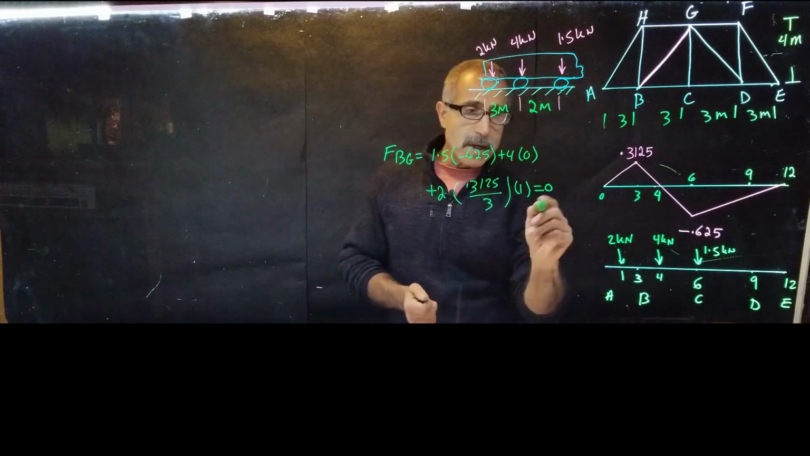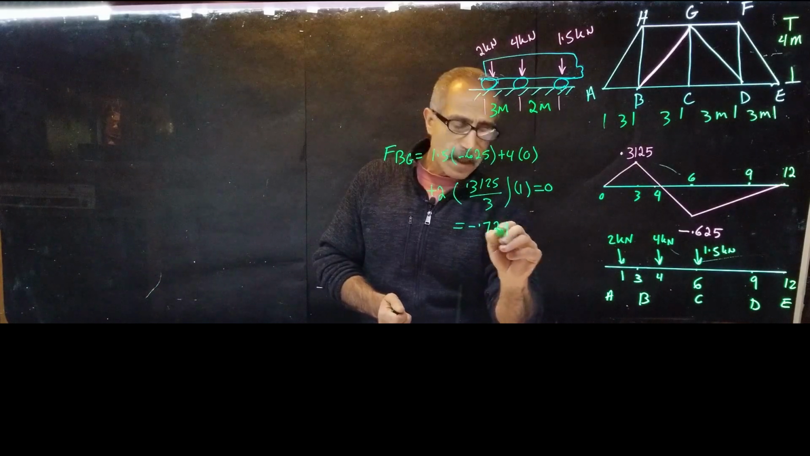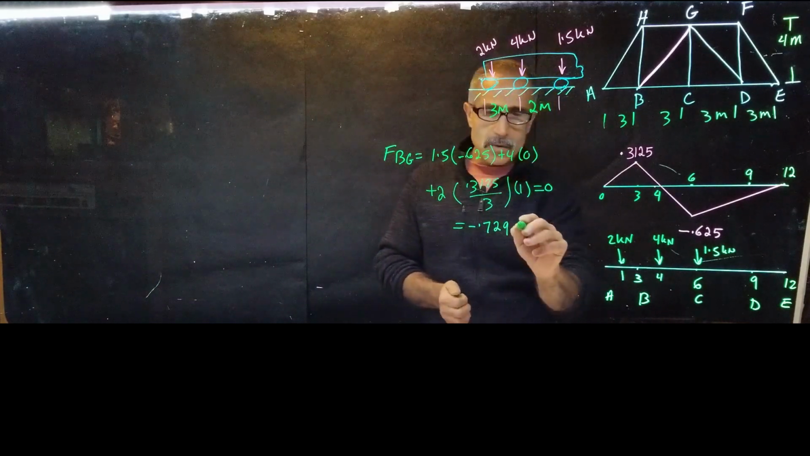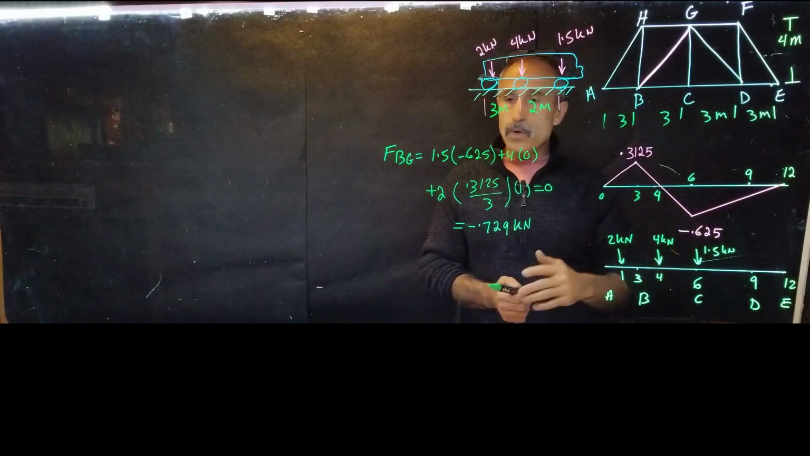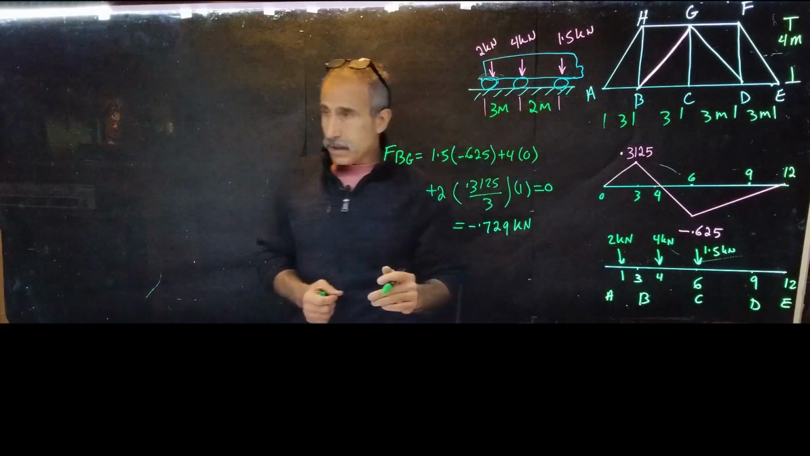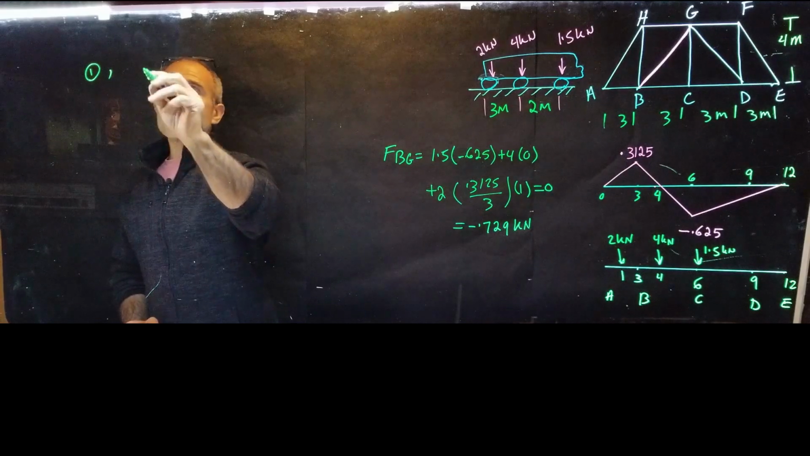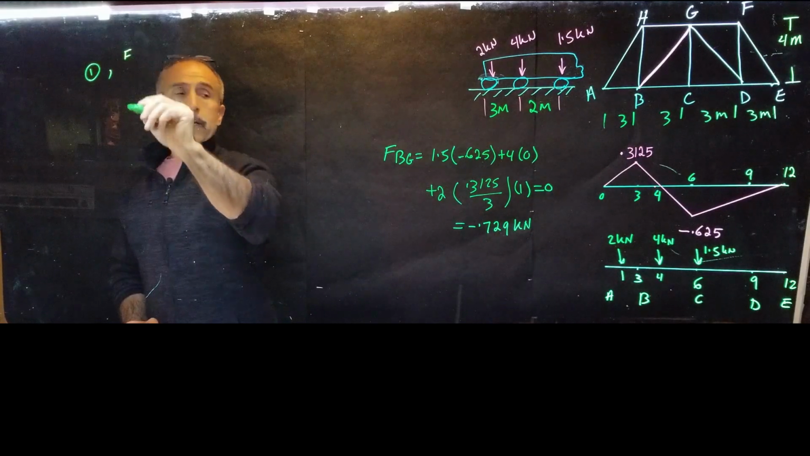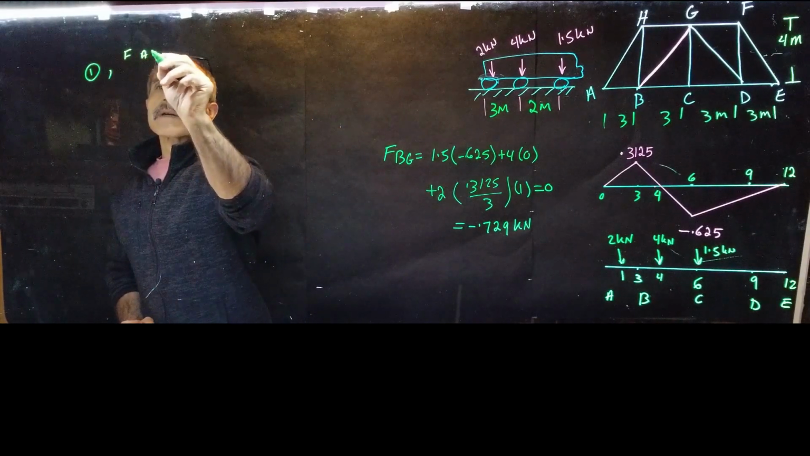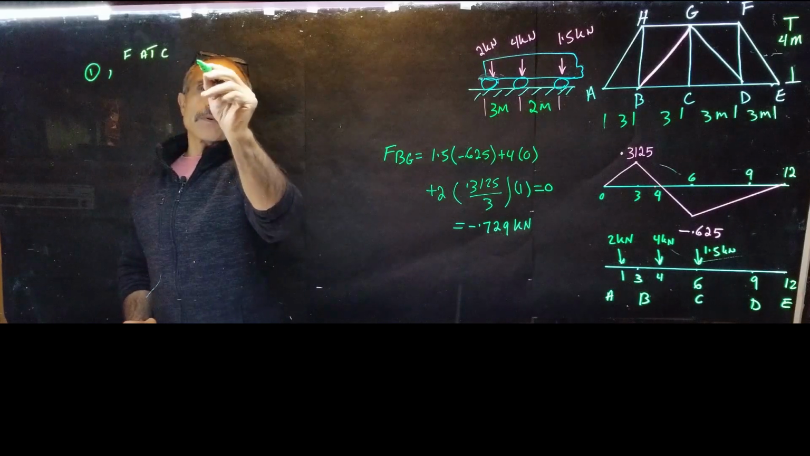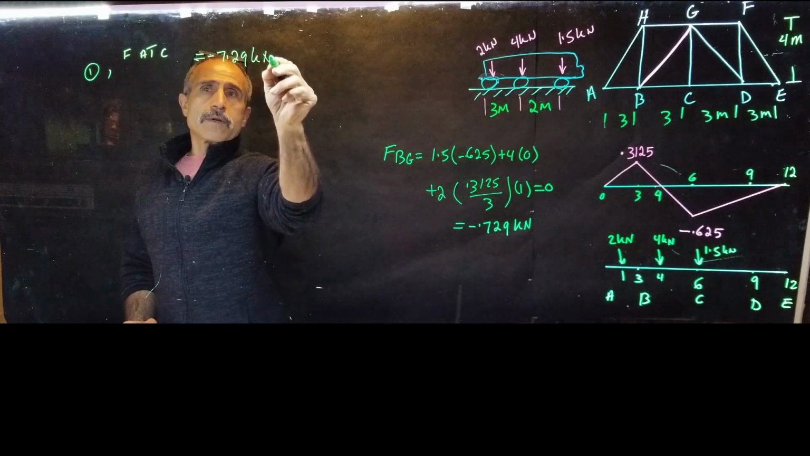Minus 0.729. So F_BG equals minus 0.729 kilonewton. That was the first scenario, where we put the load on there. So we did a first trial, and the front wheel was on at point C, and we came out to minus 0.729 kilonewton.